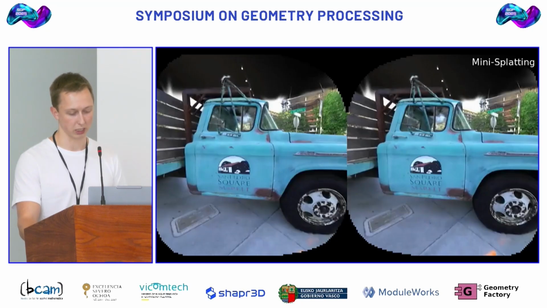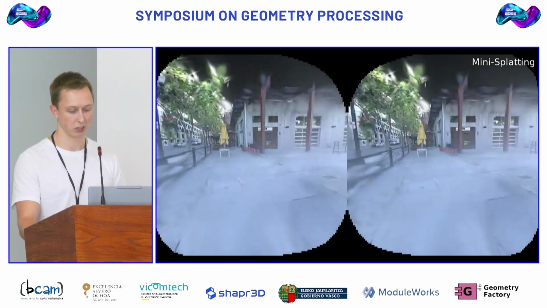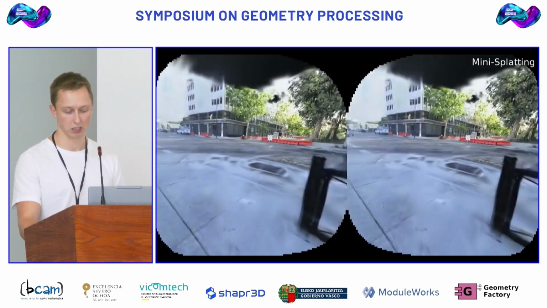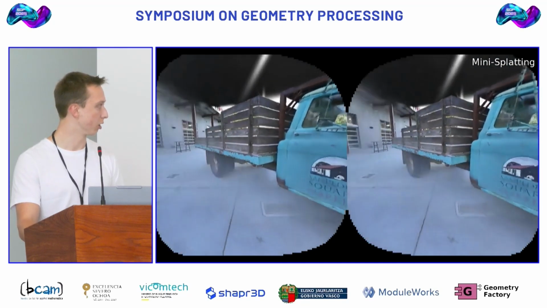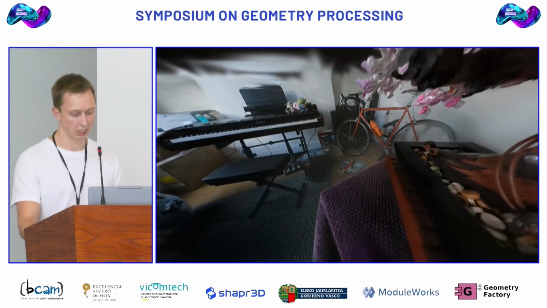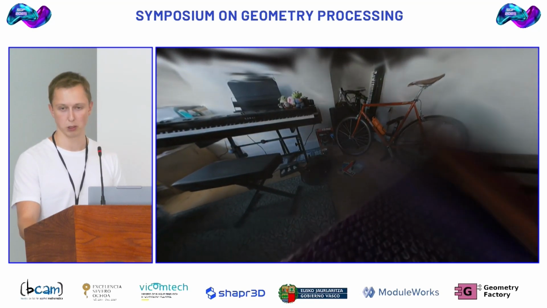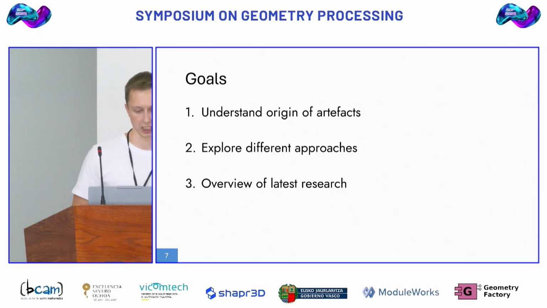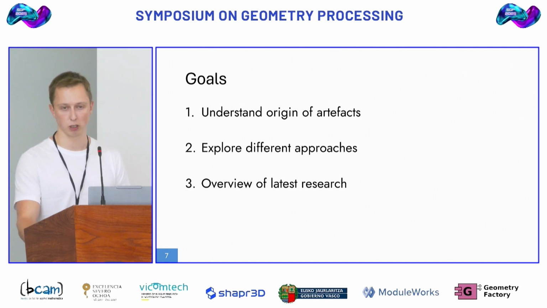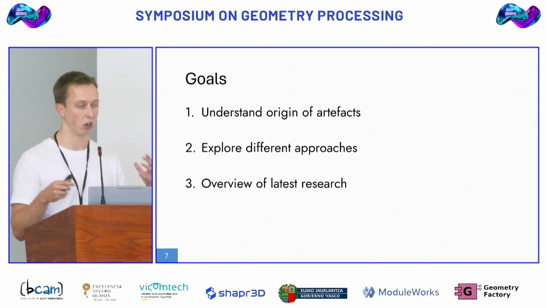Or as Bernhard has already showed you earlier, trying to use Gaussian splatting for VR naively will suddenly produce something like this, where you have these weird large Gaussians that will distort into your camera. Or even just increasing the field of view may be enough to produce these distortion artifacts. So the goal of this part is basically to get an understanding of why these artifacts occur, explore different approaches from current state-of-the-art research works, and also just get a basic overview of what has been done in the last 2 years.